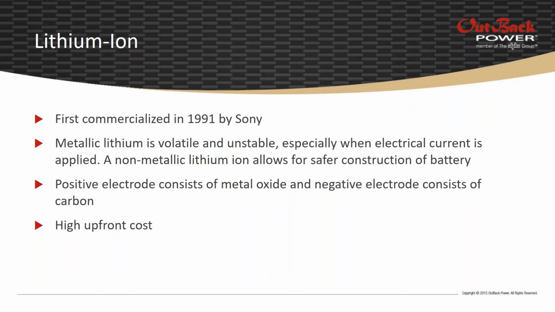So the positive electrode consists of a metal oxide, and the negative electrode usually consists of carbon. But due to the chemical properties of lithium-ion, all of these batteries need what's called a battery management system. It's a system that really just protects the battery from either overcharging, undercharging sometimes, or a thermal runaway event. So thermal runaway event, it exists with all the chemistries.